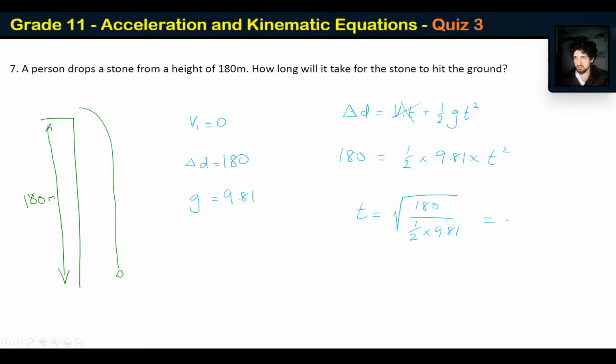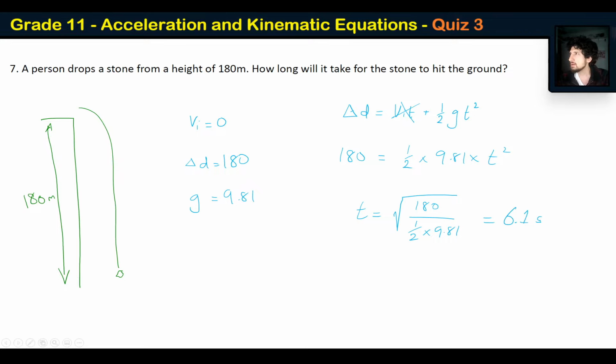unfortunately, I don't think I can do that one in my head, or can I? 180 divided by 5. Just backing into the square root of 30. No, square root of 30. It's approximately 5. Let's have a look. Divided by 0.5 times 9.81, and oh, it's 6. Not too bad. So that's about 6.1 seconds.